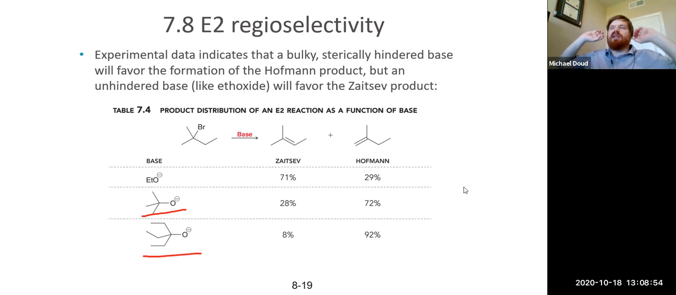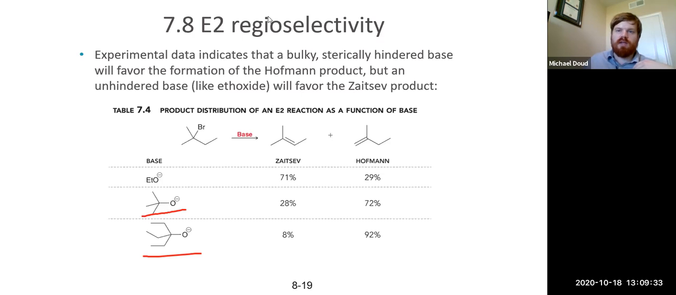So here's your big split. This is one of the first big splits in thinking strategically about the E2 reaction, which is, do you want the Zaitsev product, the more substituted alkene, or the Hofmann product, the less substituted alkene? To get the more substituted Zaitsev product, you're going to use a small, strong base, something like ethoxide. Hydroxide could also theoretically work. It's just that it doesn't really dissolve in organic solvents, so we use ethoxide mostly. Do you want the Hofmann product? Then you need a bigger, bulkier base like tert-butoxide.